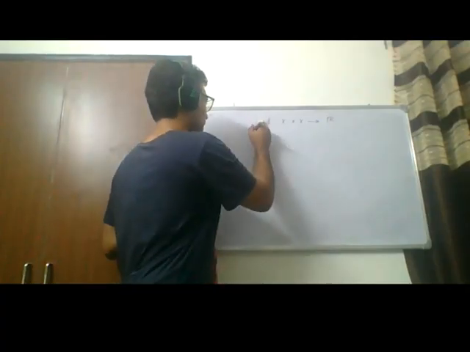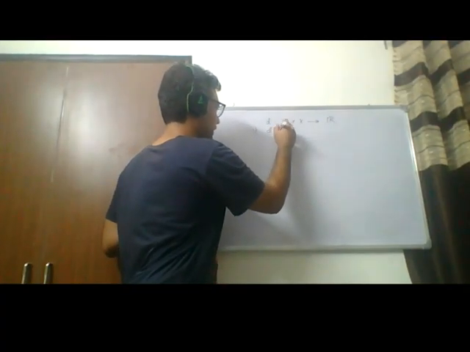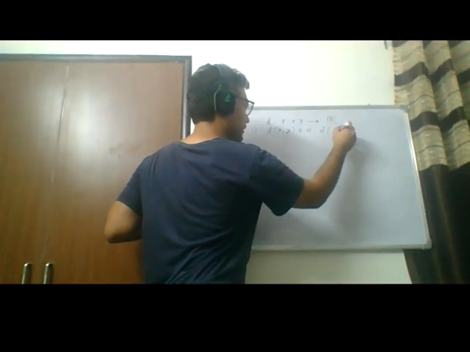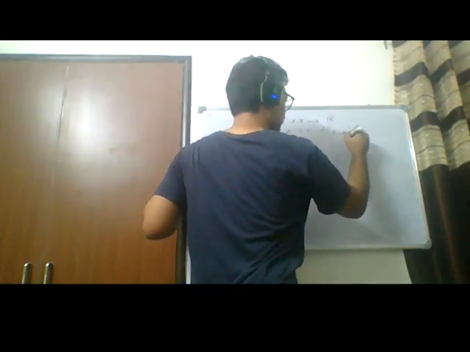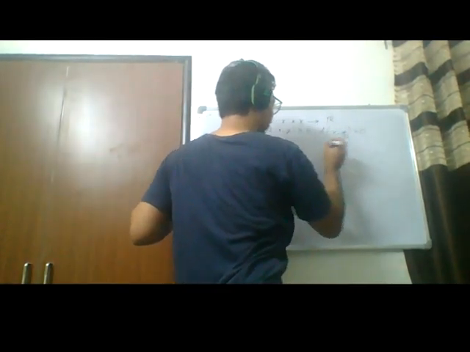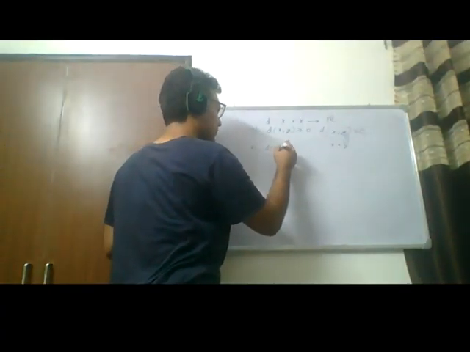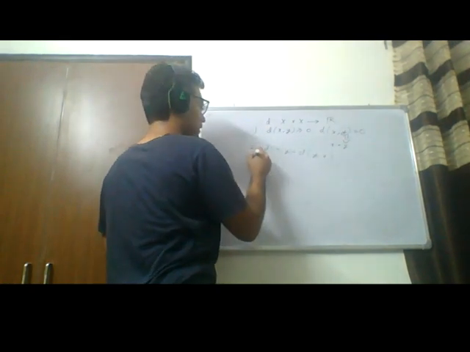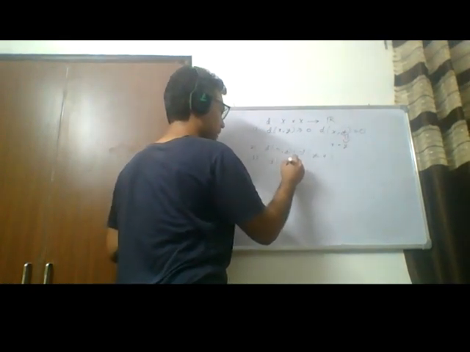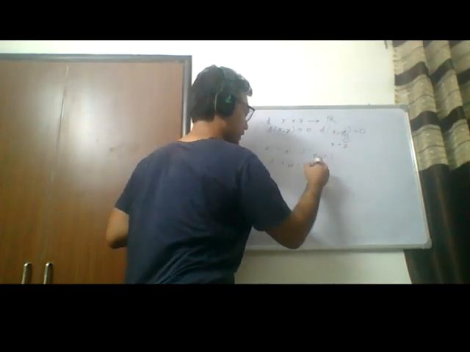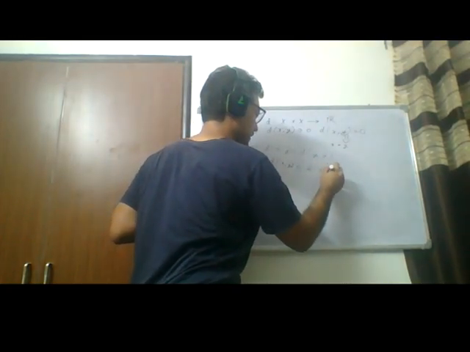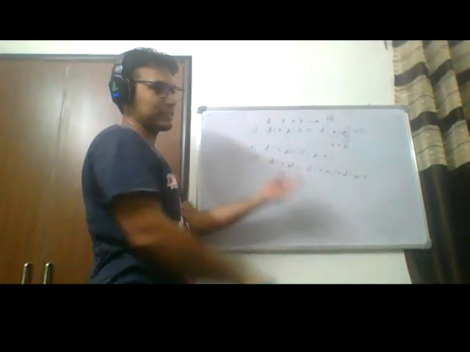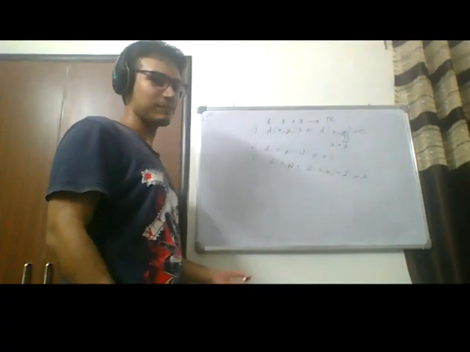The first criterion is d of x comma y is greater than or equal to 0, and d of x comma y is equal to 0 if and only if x is equal to y. Second is d of x comma y is equal to d of y comma x, so symmetry. Third is d of x comma y is less than or equal to d of x comma z plus d of y comma z. And of course, for all x, y, z in X, right?